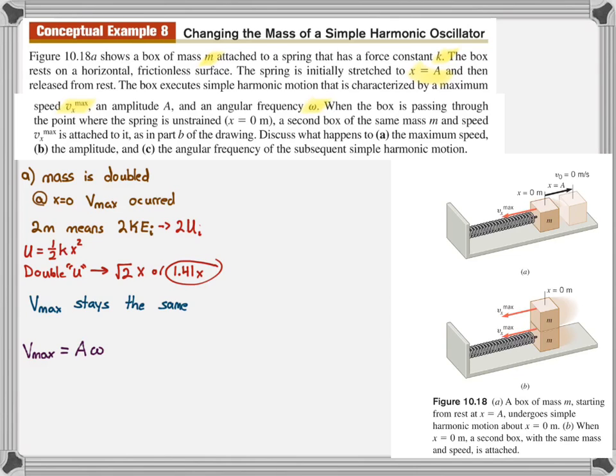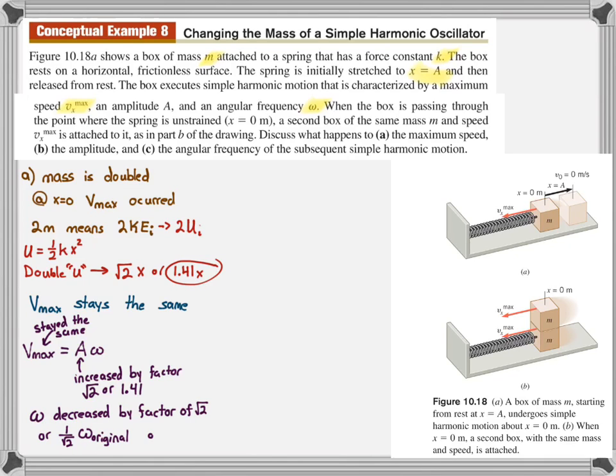And since the maximum velocity is equal to the amplitude times the angular frequency, and the maximum velocity stayed the same, if the amplitude is increasing by a factor of square root of 2, then the angular frequency would have to decrease by the same factor to keep the velocity maximum from changing. So you would need to decrease the angular frequency by a factor of square root of 2, or multiply the original angular frequency by 1 over square root of 2, or 0.707 if you wanted to round.